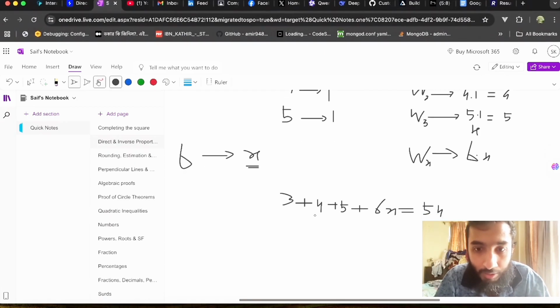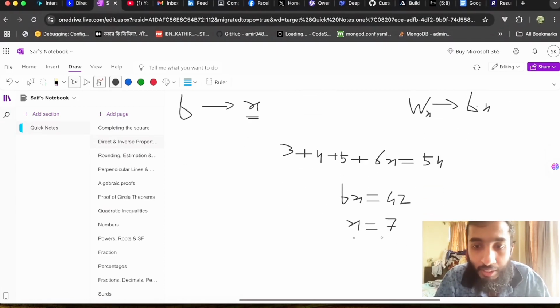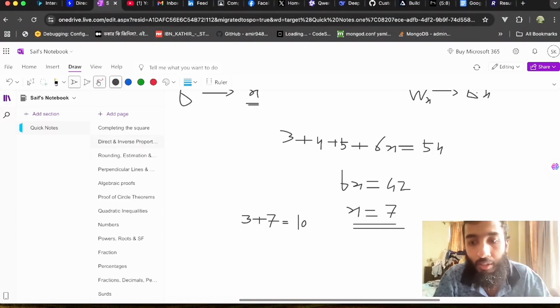So if I calculate, 3 plus 4 is 7, and 5 makes 12, so 12 plus 6x is 54. So 6x is 42, which is 54 minus 12. If I solve this equation, I get x equals 7. So the remaining number of days is 7. What is the total number of days? Day 1, day 2, day 3, plus the remaining days, which is a total of 10 days required to do all the work.